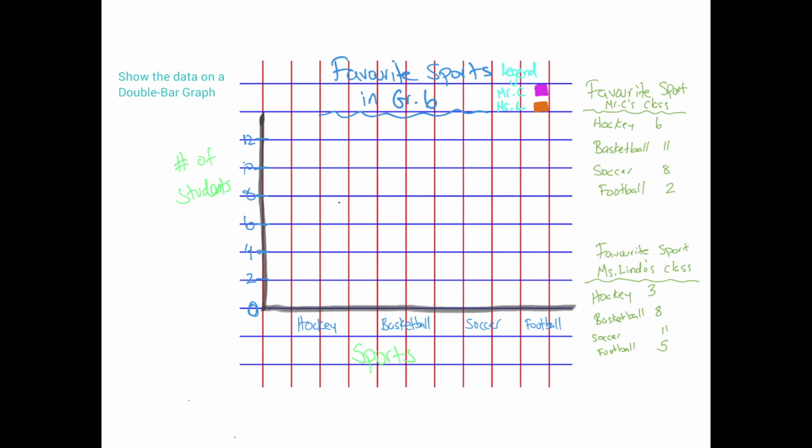I will start graphing the hockey data from Mr. C's class and Ms. Lindo's class. So Mr. C has 6, so I need to use the same color for Mr. C. Make sure you're using it, and they need to go in the same order. Miss Lindo has 3, so 3 would be located right over here. Now I do recommend that you shade these in right away. So there you go. When you have it shaded in, now you're getting a better idea of what a double bar graph looks like. So let's finish off the rest of the categories.